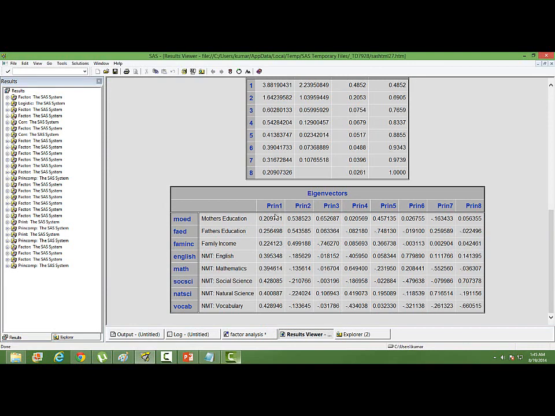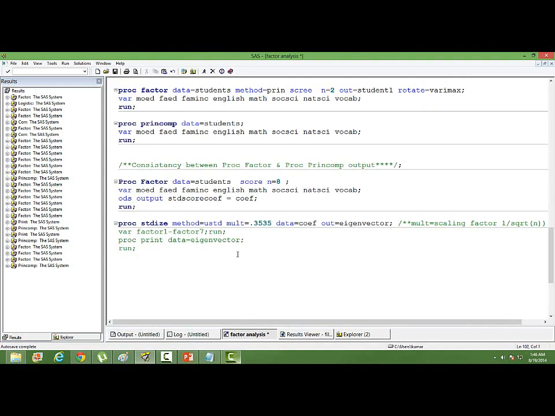Remember one thing, the principal component value for mother education is 0.20, and for the other variable it's 0.53, and we'll run proc factor and let's see what the values are. Okay, there is a difference in the scaling. Because of the difference in the estimation method, there is a difference in the scaling, hence we have this issue.